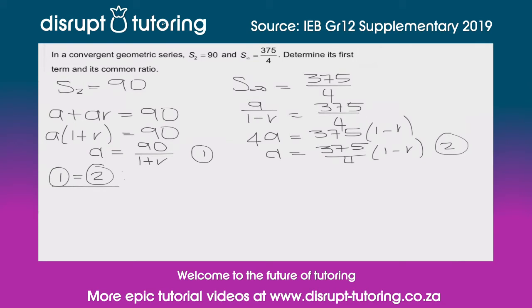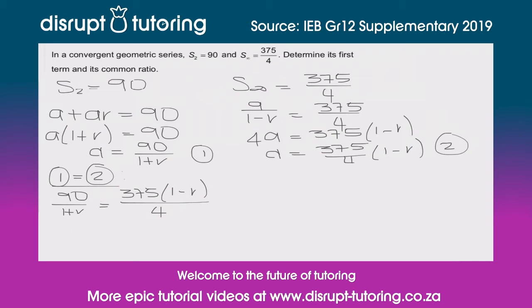And with that in mind, we would have 90 over 1 plus R equals 375 times (1 minus R) over 4. Now what's nice here is the fact that we have one variable in this equation, which means by solving this equation, we'll be able to get to an answer. So what I'm going to do is cross multiply again to get rid of my denominators. I'm able to do that because I've only got one term on either side.